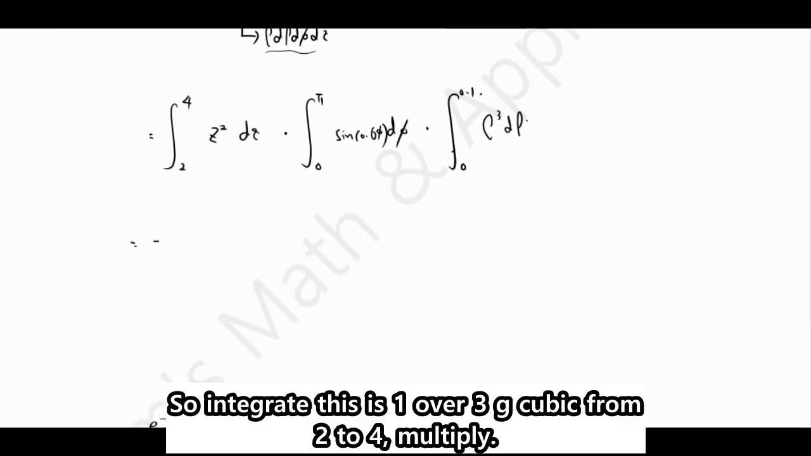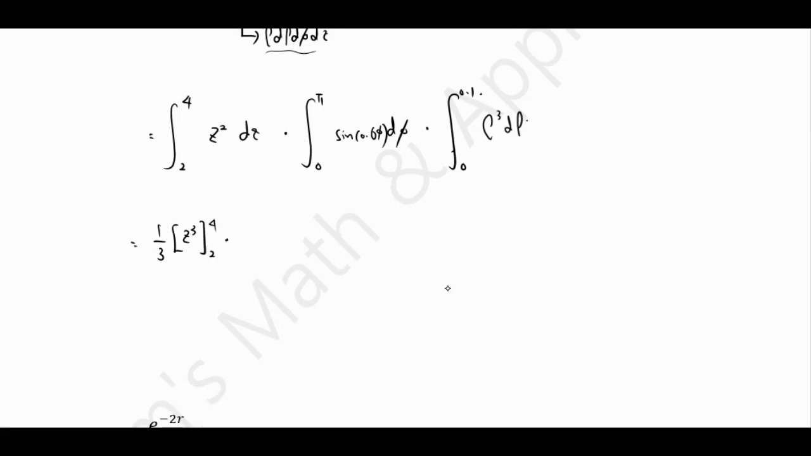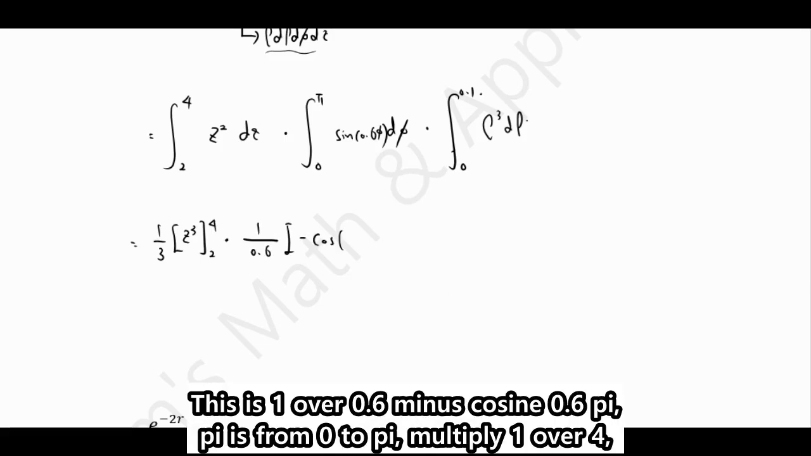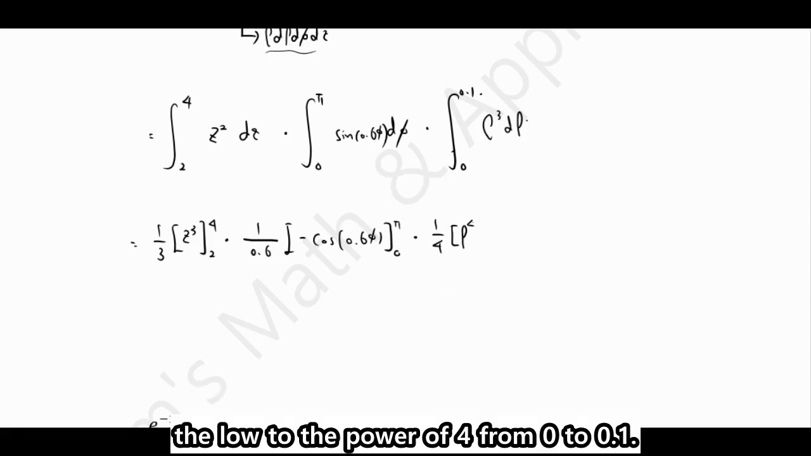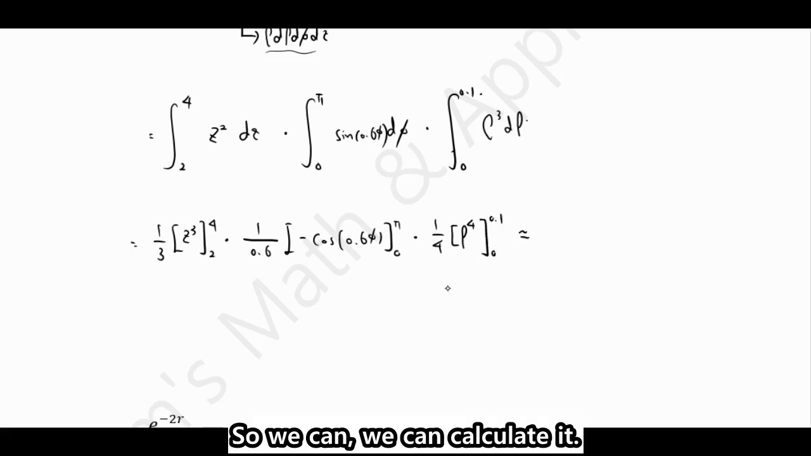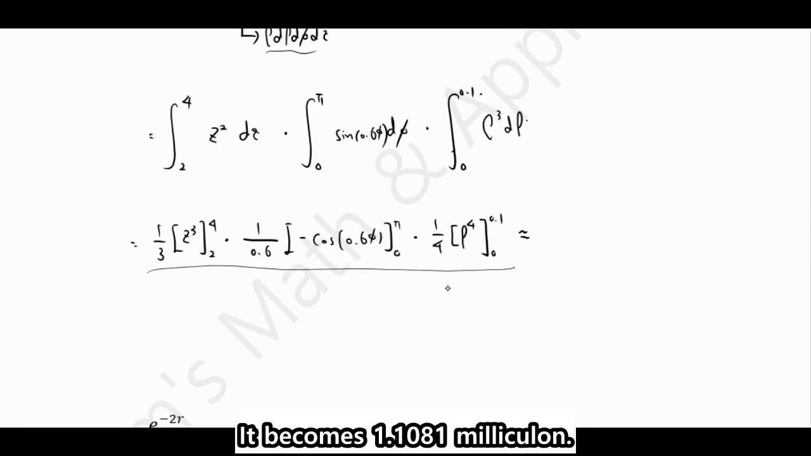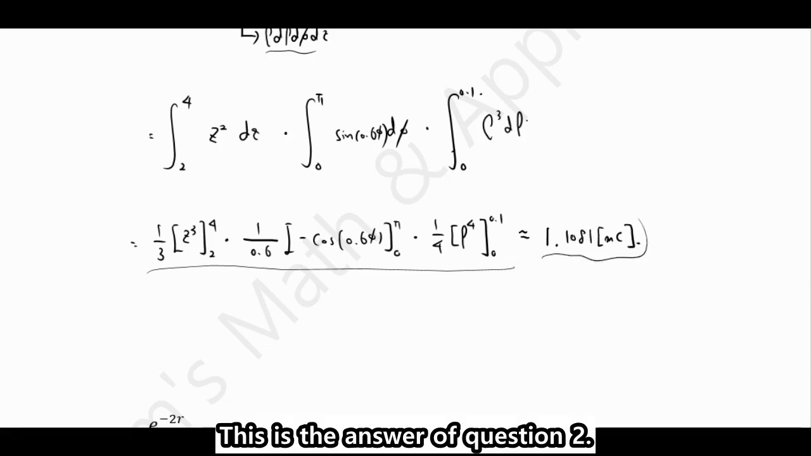So integrating, this is 1 over 3 z cubic from 2 to 4, multiplied by 1 over 0.6 minus cosine 0.6 pi phi from 0 to pi, multiplied by 1 over 4 rho to the power of 4 from 0 to 0.1. So we can calculate it. It becomes 1.1081 millicoulomb. This is the answer to question 2.